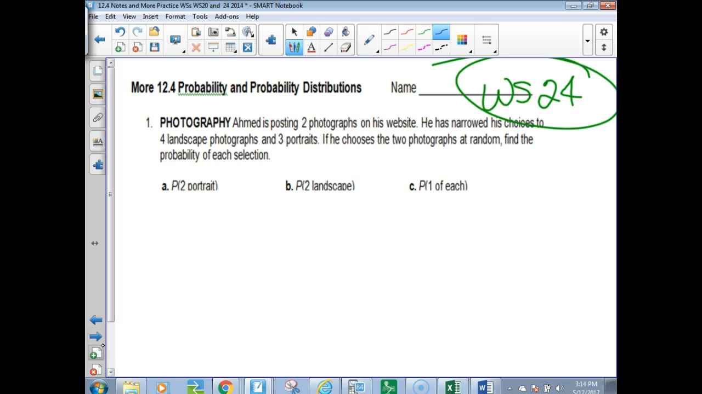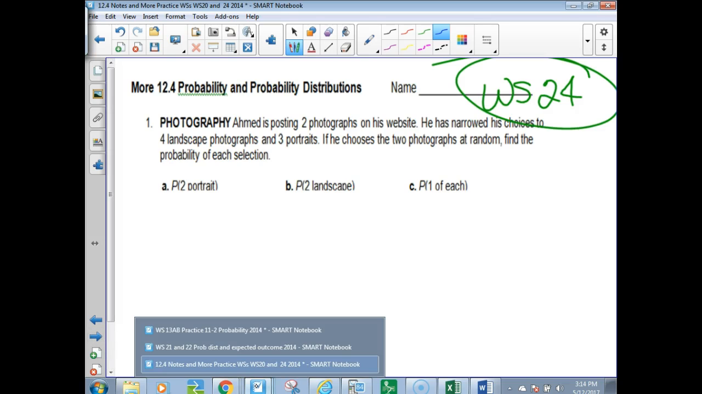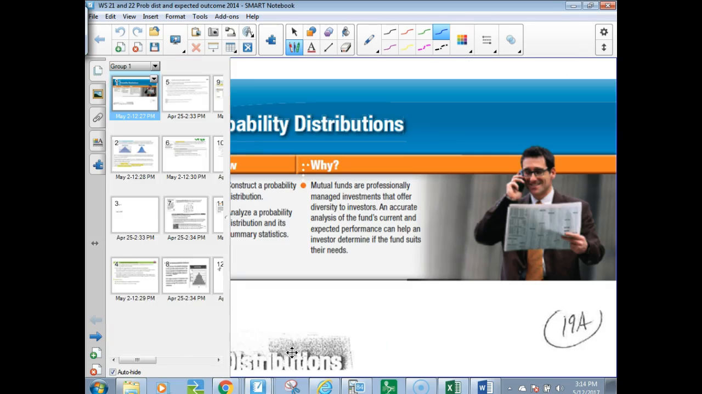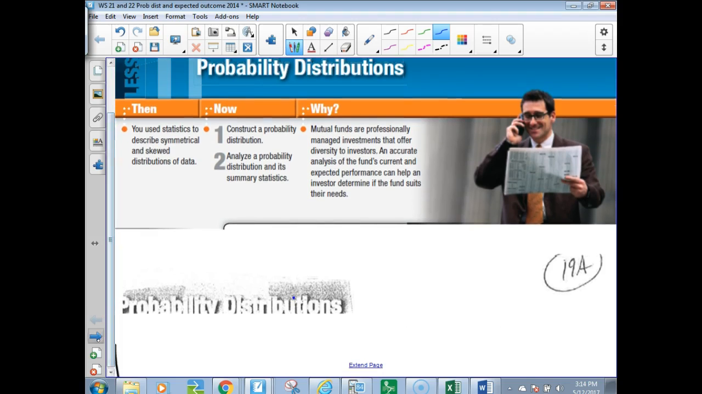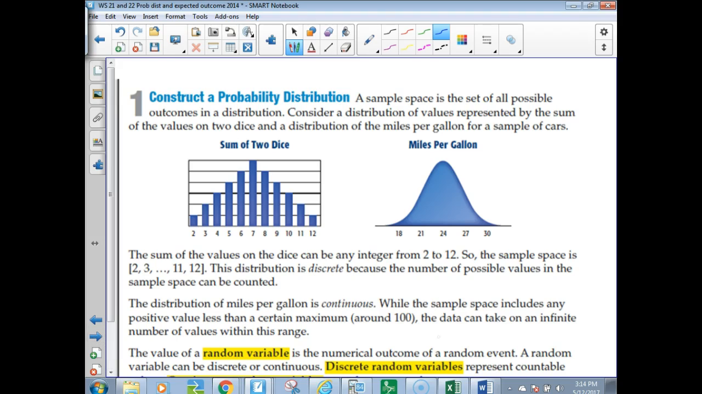Okay, you're assigned 24, and we are going to go over to worksheet. Well, it says it's your worksheet 21, I believe. Probability distribution. The picture is really faded on your packet. Sorry.